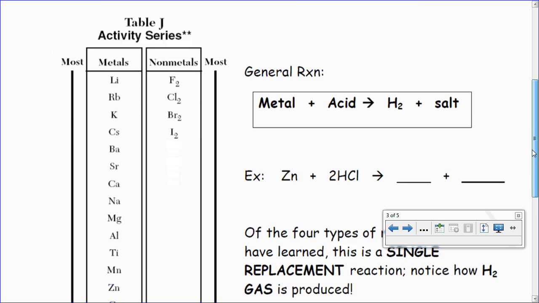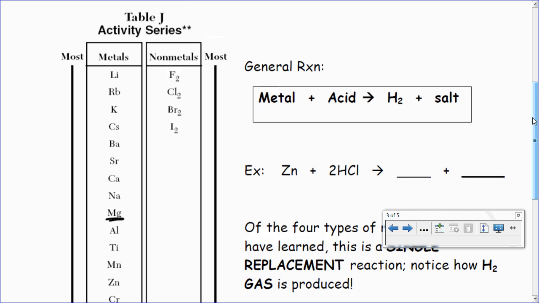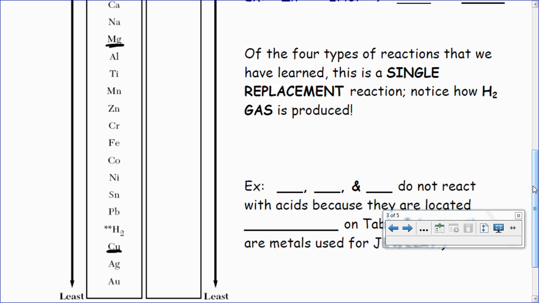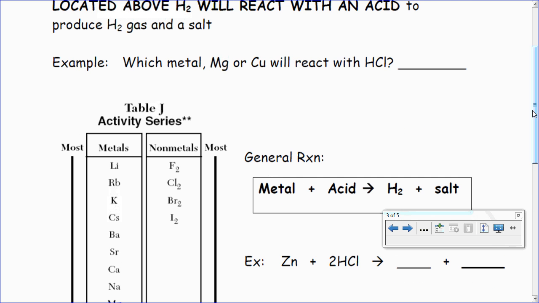Let's look and see, Mg or Cu. So we find here, there's H2. And Cu's below it. Here, there's Cu, and Mg is above it. This is ranked in order of increasing activity at the top. Most reactive at the top, least reactive at the bottom. So since copper is below H2, it means that it will not react with acids. So Mg is our answer for this particular lead-in problem. Mg will react, copper will not.